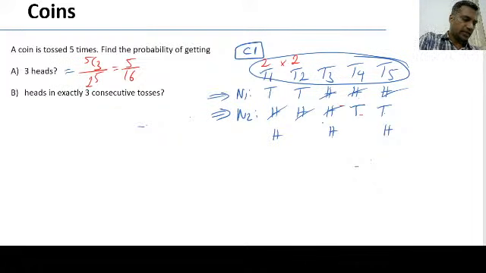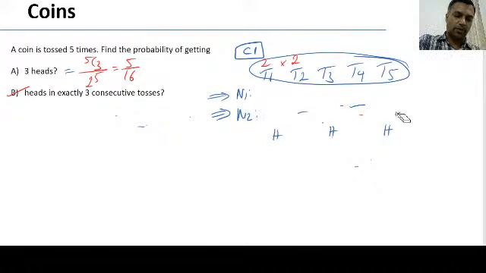Previously what you did. Yeah, this is a nice trick question. Question B is a very tricky, nice question. Heads in exactly 3 consecutive tosses. Heads in exactly 3 consecutive tosses means what? I will write a couple of them for you. Sometimes they twist the language, so we need to be a little careful the way we use it.